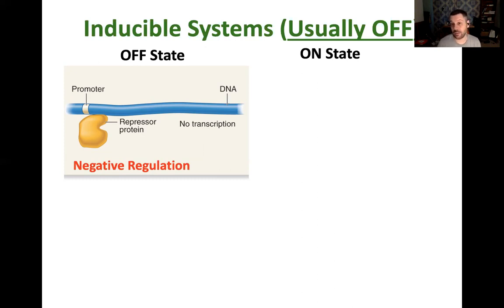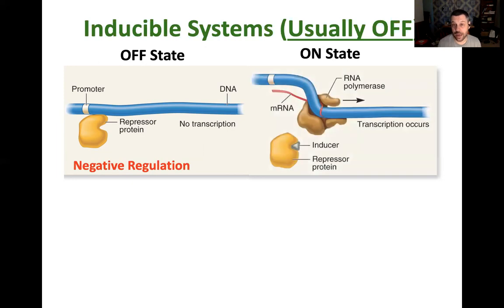So this is a negative regulatory state. How does it go from being off to being on? The off state is on the left, the on state is on the right. What you can see has happened in this case is that the repressor protein has been bound by some kind of regulatory molecule called an inducer. It's an inducible system. That caused this repressor to fall off the DNA, allowing RNA polymerase to bind and transcribe this gene to make mRNA. So that's one way you could do an inducible system.